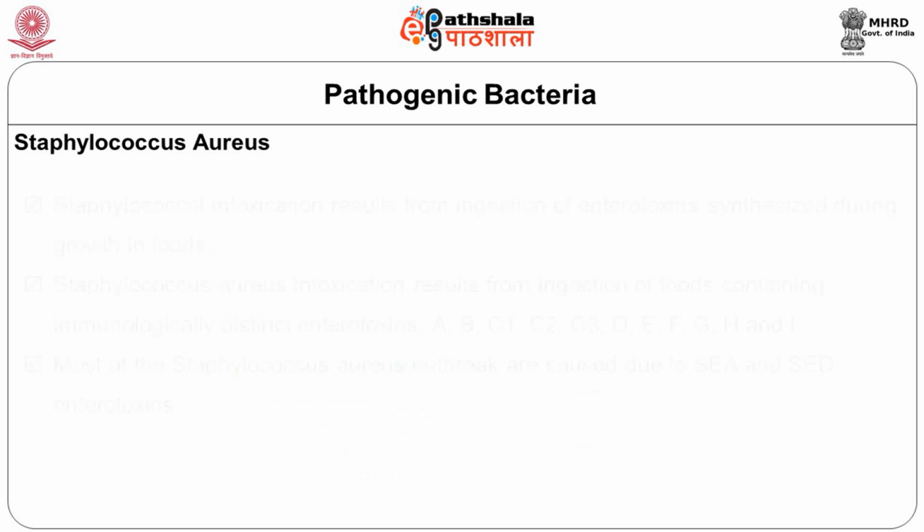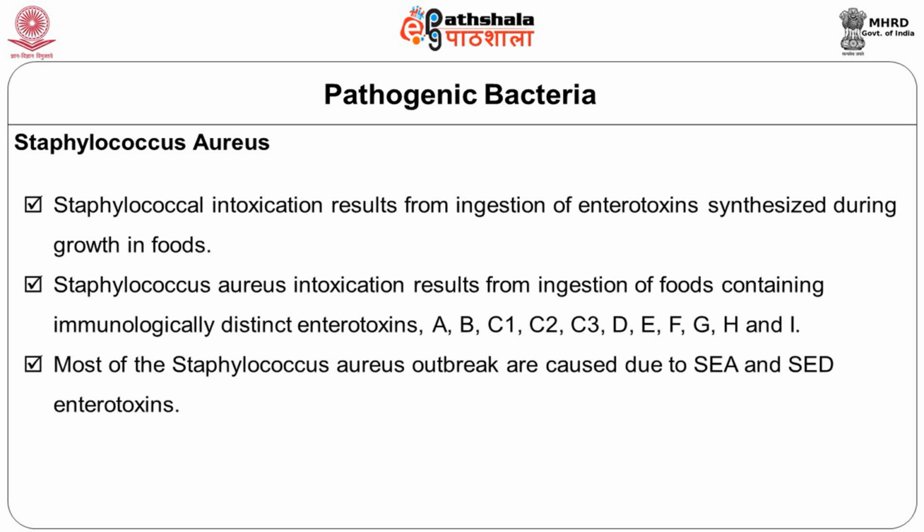And this Staphylococcus aureus results from the ingestion of foods containing immunologically distinct enterotoxins. There are different types of toxins produced by this organism. They are A, B, C1, C2, C3, D, E, F, G, H and I. These are different types of enterotoxins produced by different strains of Staphylococcus. Most of Staphylococcus aureus cases are caused due to the SA and SD enterotoxins. Other types are not generally found.